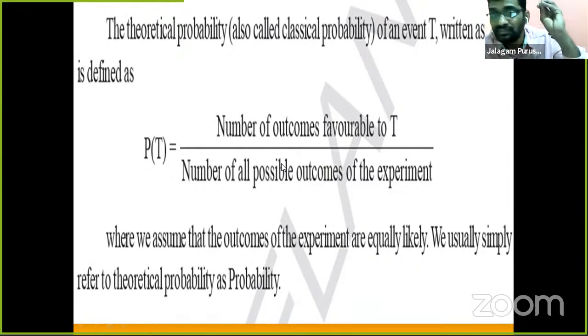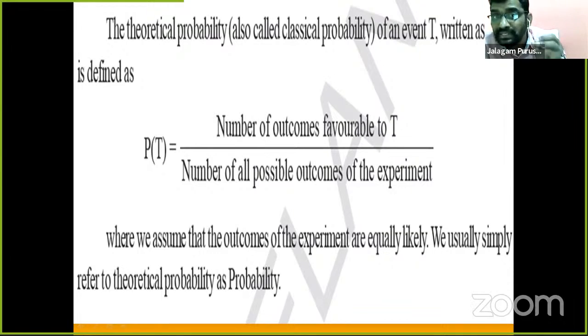Because in the first situation, we do the experiment, but in the second situation, it is very difficult to do that, so we predict the outcome. Using that, we take the probability of T, the theoretical probability. Generally we take theoretical probability as the normal probability. So P of T is equal to the number of outcomes favorable to T by the number of all possible outcomes of the experiment. That is the formula.